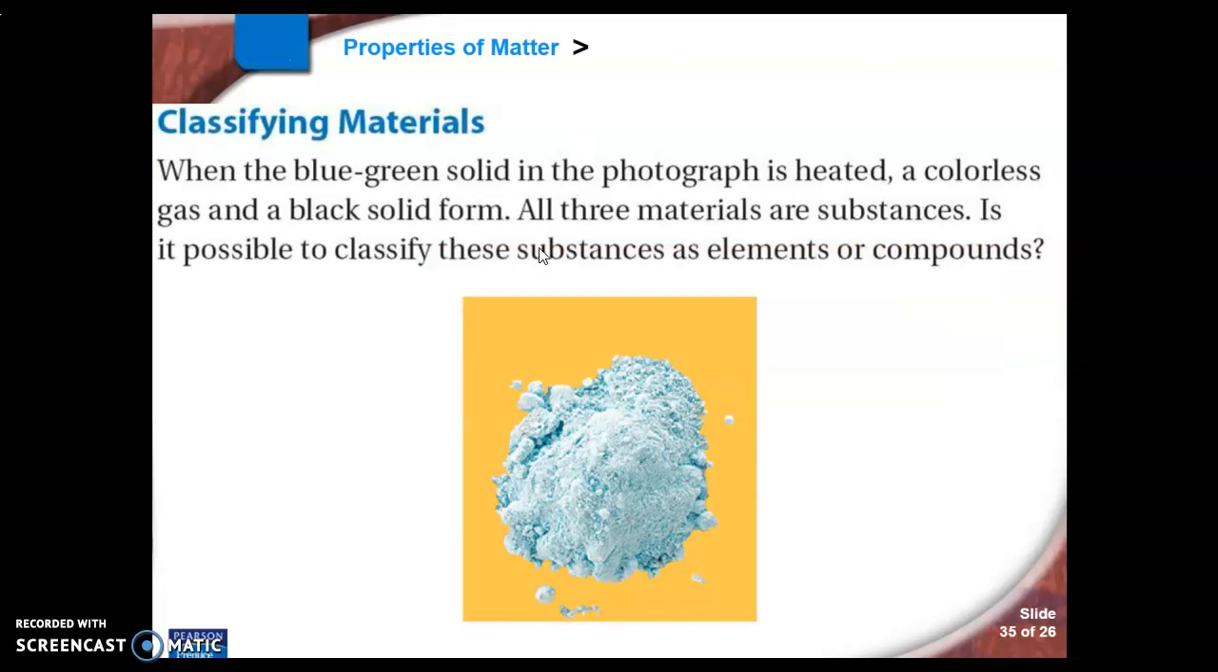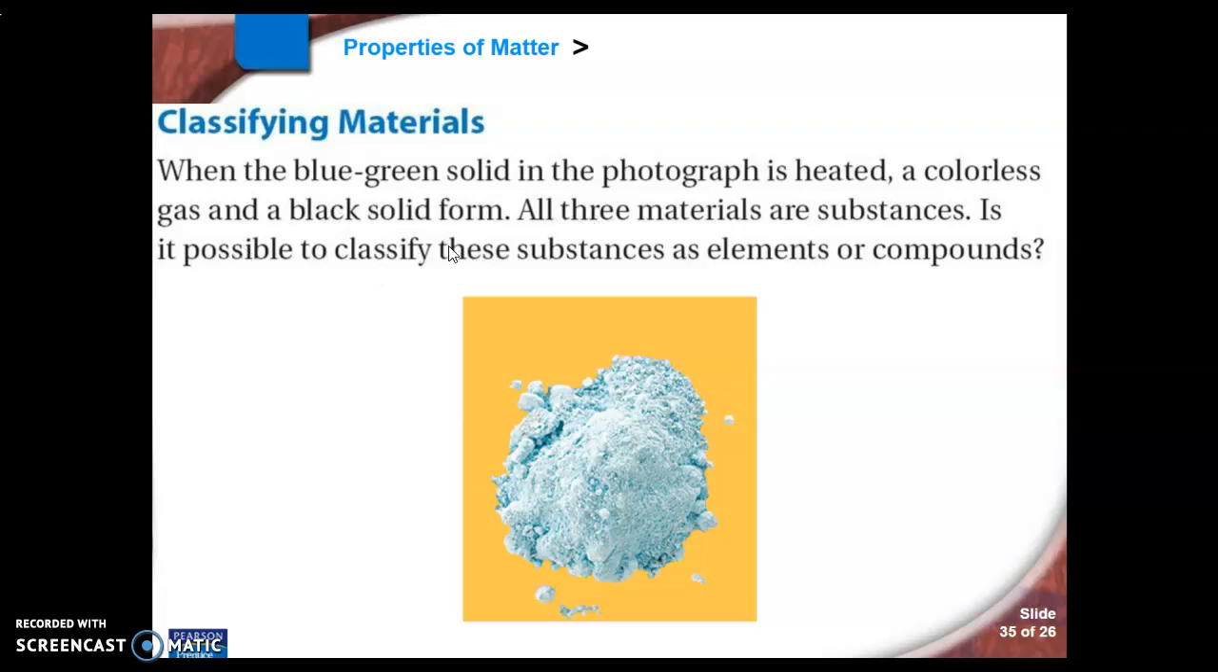This is an example. So they are going to ask that kind of question in the Regents. They are going to give you a material. This is a blue-green solid. They heat it, and a colorless gas and a black solid form. So two things form. When you heat, you observe a gas and a black solid. All three materials are substances. So this starting one is a substance, this gas and this black solid are substances.